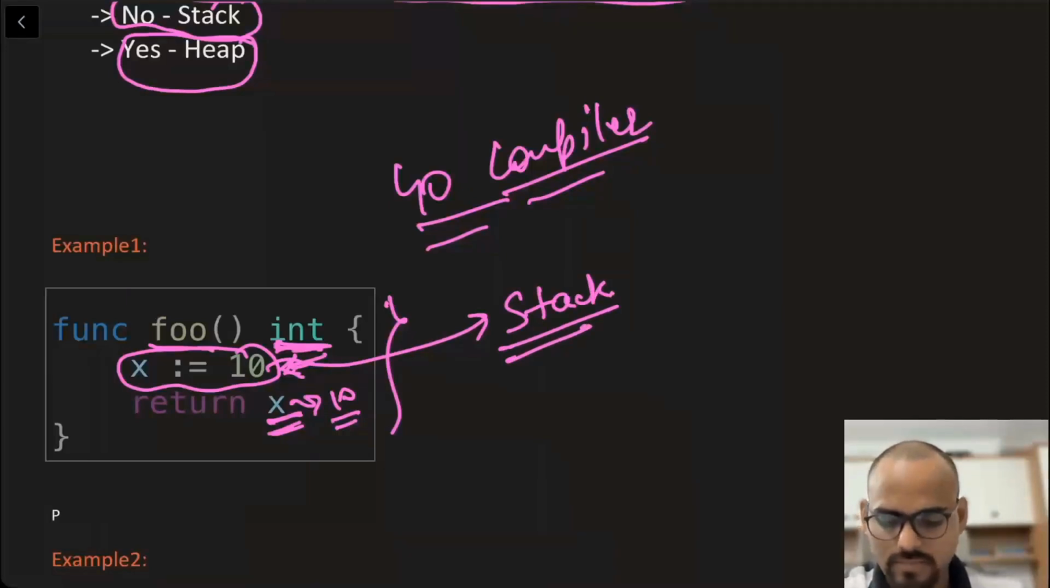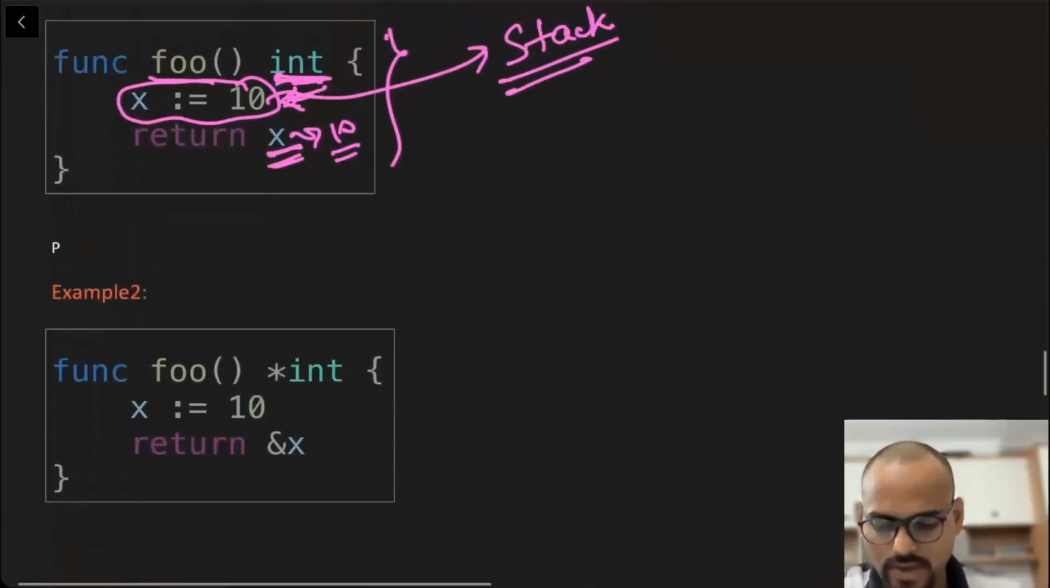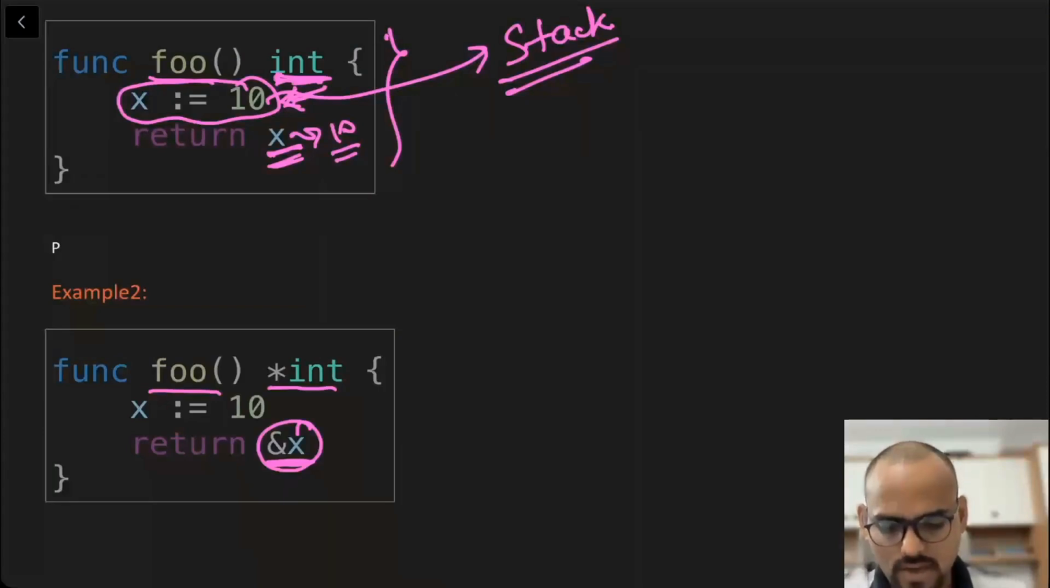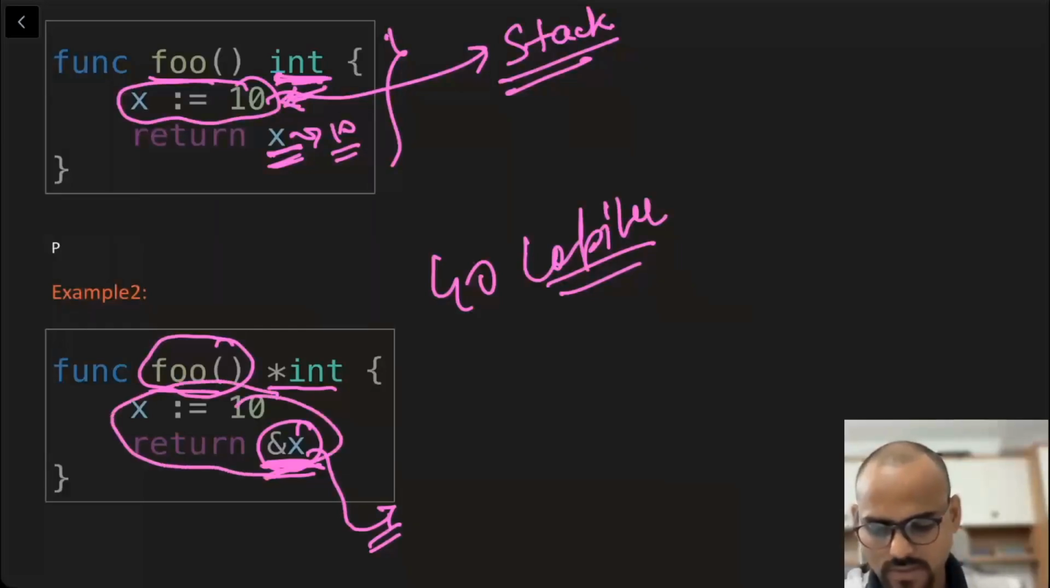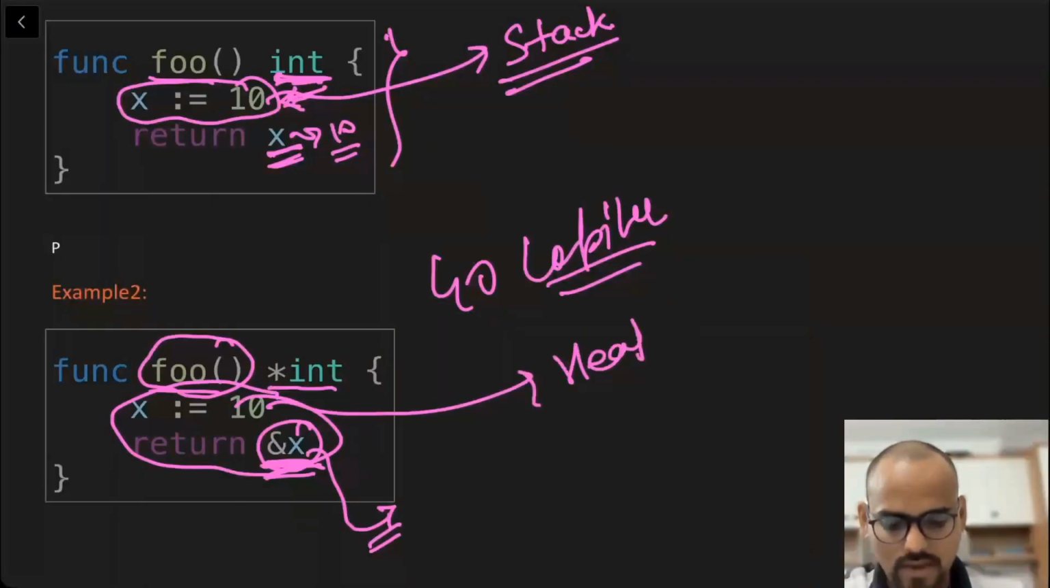Now let's move to the second example. Here the function name is again foo, but it is returning an integer pointer. As we have seen earlier, the Go compiler will come into the picture and check. This function is returning an address, so any function which calls this foo may try to access this address. So this variable outlives its function scope. So this x will be created on the heap, not on the stack.